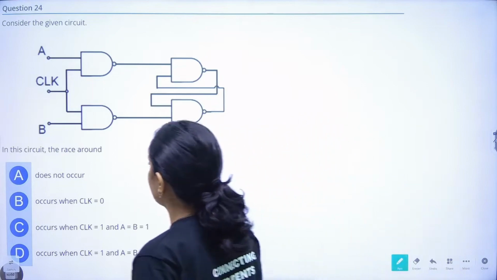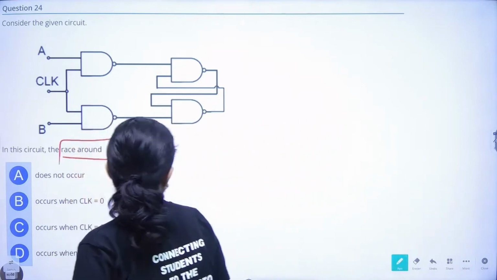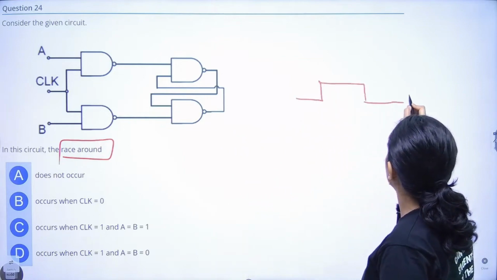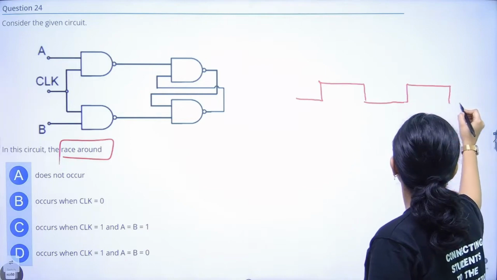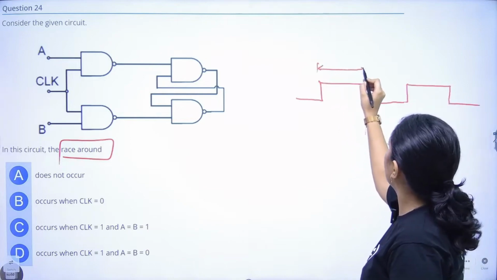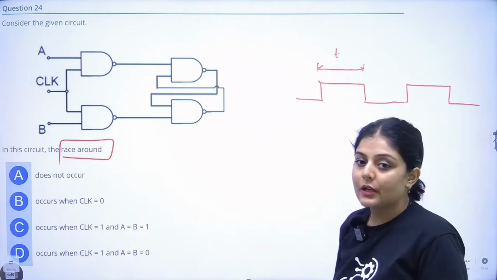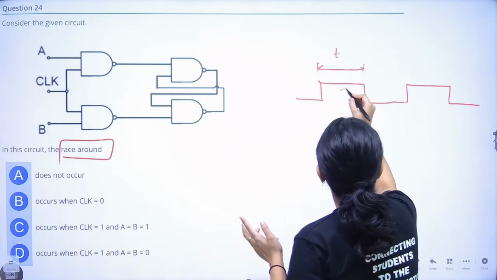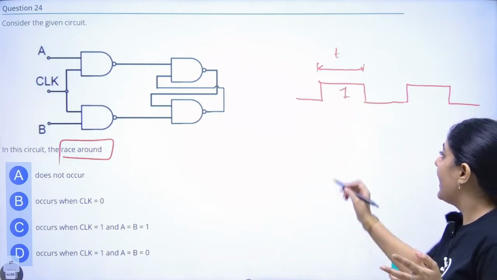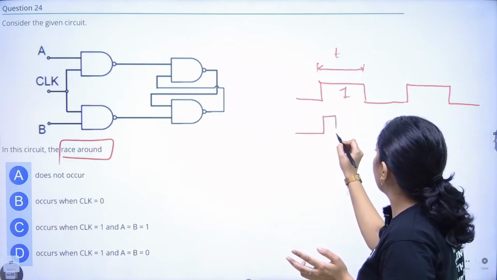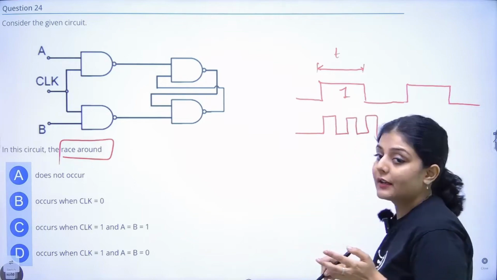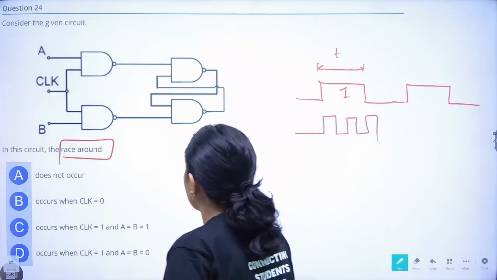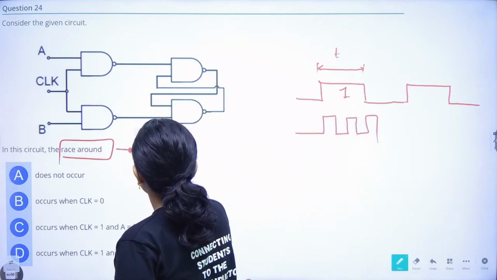Race around condition is a condition that occurs when our clock has a large duration, when its value is 1, and the output changes multiple times in between. Race around condition generally occurs in a JK flip-flop.